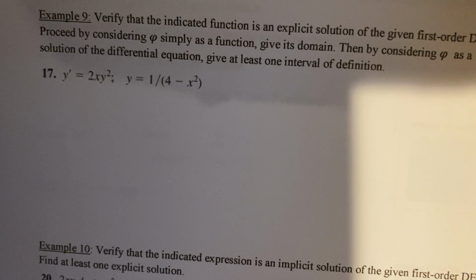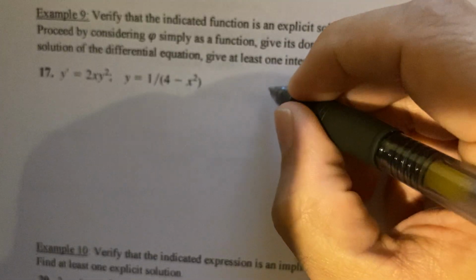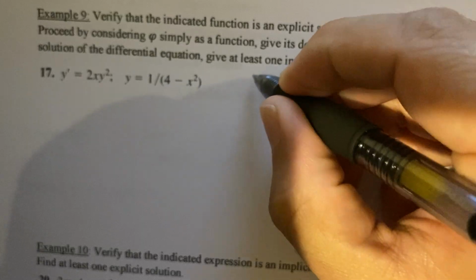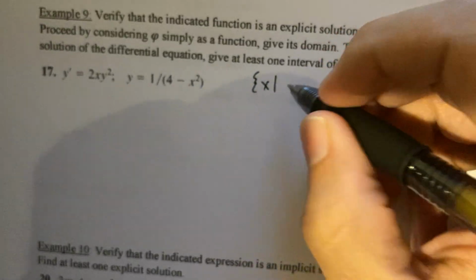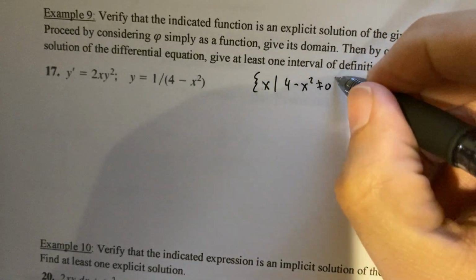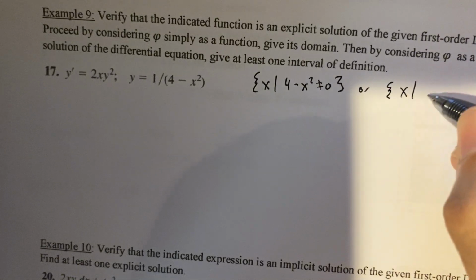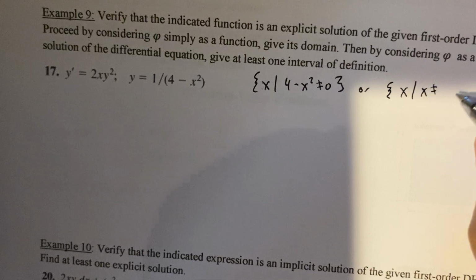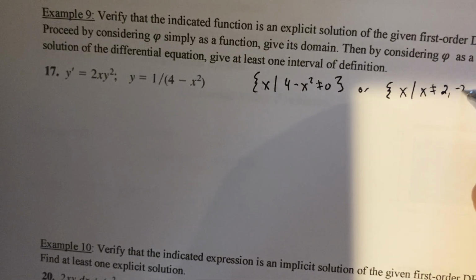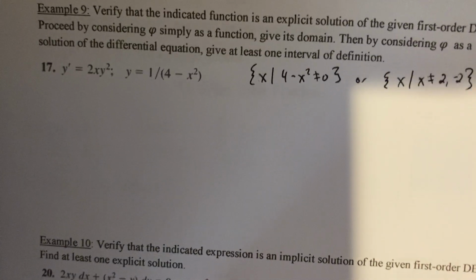So when we're looking at this, y is 1 over 4 minus x squared. We want to talk about the domain. Well, our domain is x where 4 minus x squared is not allowed to equal 0. So that's our domain. Or what we can say is where x cannot equal two values. The two values would be positive 2 and negative 2. So you can't divide by 0. And so that's our domain of the function.